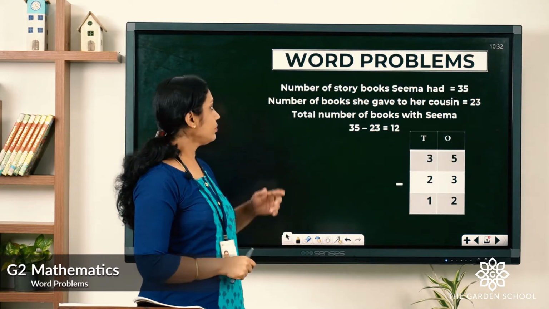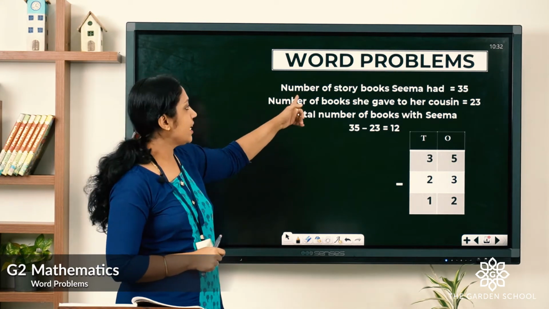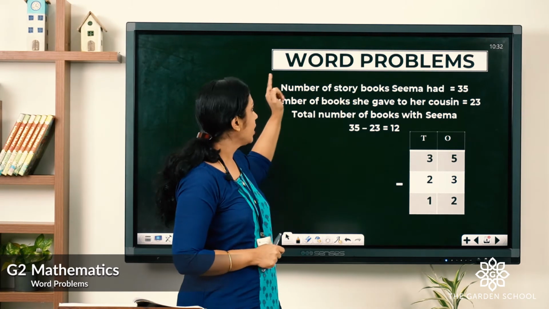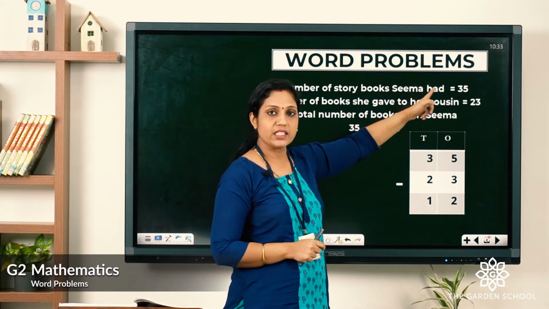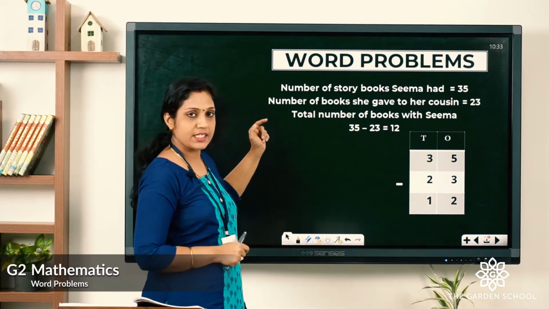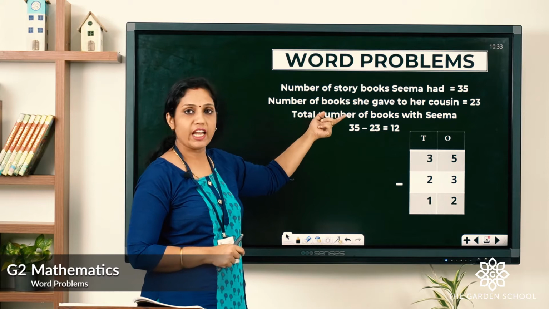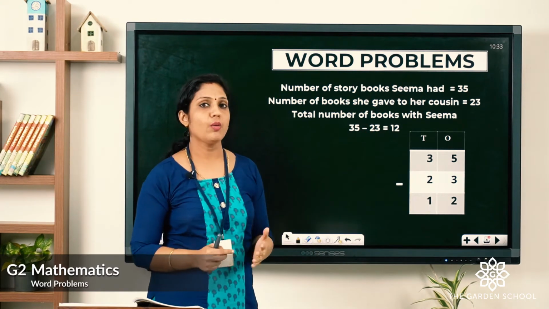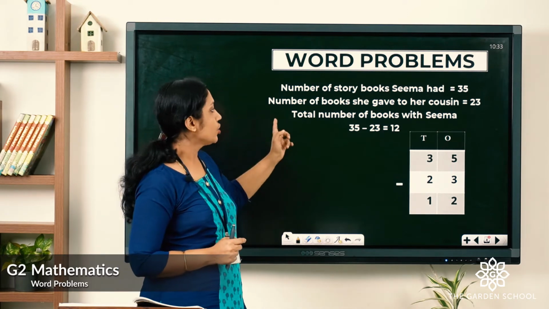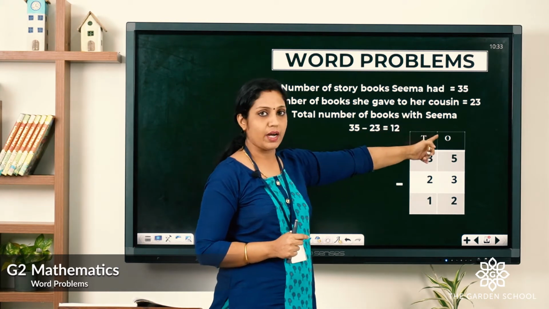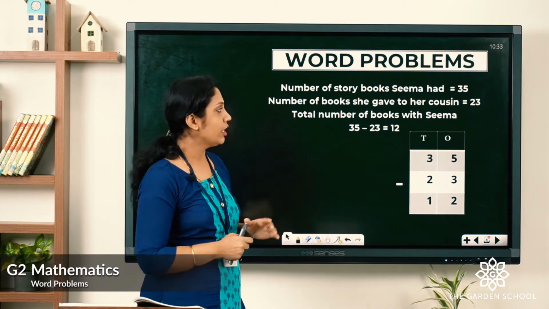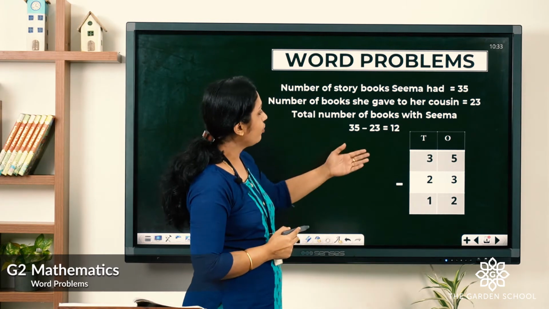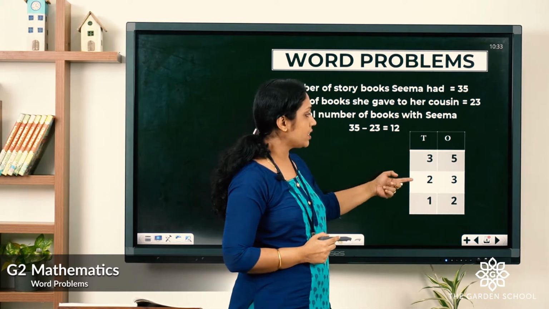Let's check. Number of storybooks Seema had. She had already 35 books. Write that sentence first. Number of storybooks Seema had is equal to 35. The next sentence, number of books she gave to her cousin is 23. And we have to find out how many books are left with Seema. Total number of books with Seema. For finding out that, what we have to do? We need to subtract 35 minus 23. And what we get? 35 minus 23.